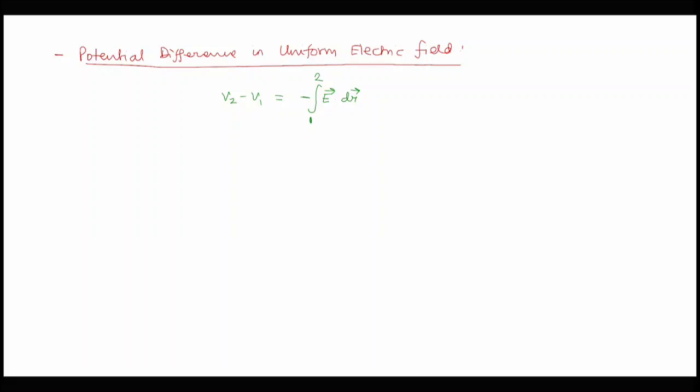So if we consider the following things, the first one, if electric field is constant, then we can simply write that potential difference is equal to minus E and the separation between R2 and R1. Or we can say that V2 minus V1 upon R2 minus R1 is going to give us the magnitude of electric field.